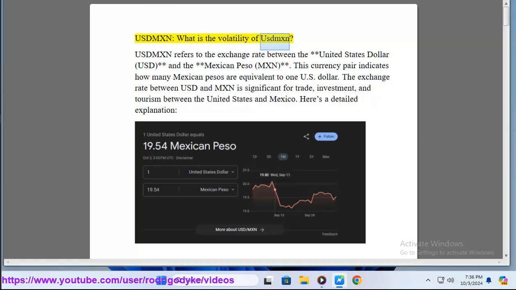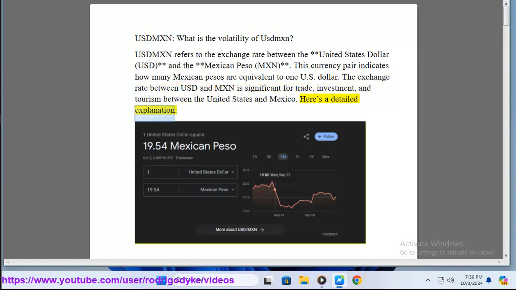USDMXN. What is the volatility of USDMXN? USDMXN refers to the exchange rate between the United States dollar, USD, and the Mexican peso, MXN. This currency pair indicates how many Mexican pesos are equivalent to $1 US. The exchange rate between USD and MXN is significant for trade, investment, and tourism between the United States and Mexico.